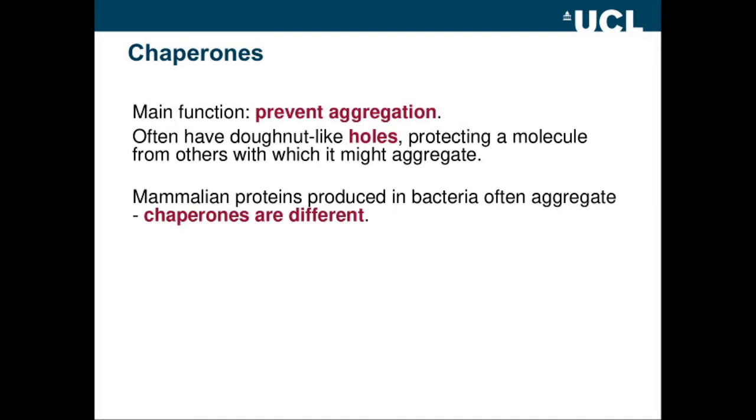Now this has an interesting side effect, which is that the chaperones in mammalian cells are often different from the chaperones in bacteria. That can mean that for a molecular biologist, expressing mammalian proteins in bacteria can be difficult, because they aggregate since the chaperones are different.